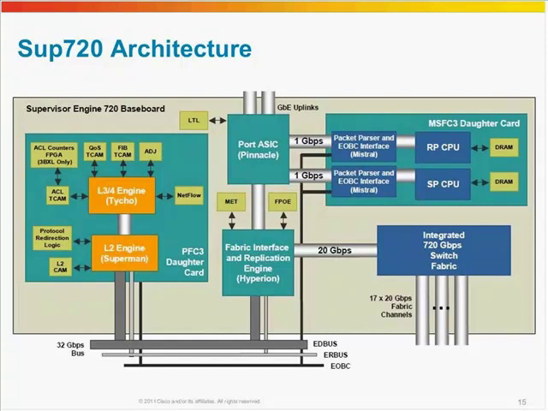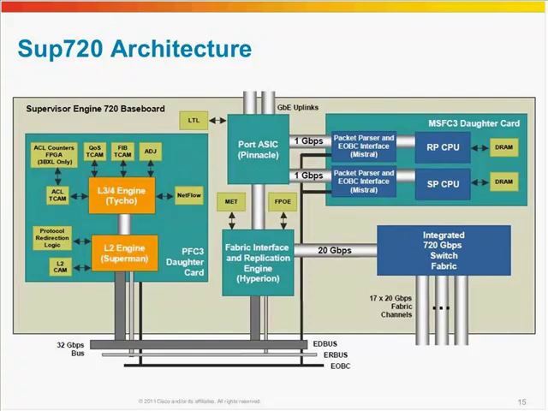What happens is when my RP CPU and SP CPU are done building the control plane protocols, the entire information will be downloaded onto this L2 or L3 engine. Now, when a packet comes inside the switch, first the packet will be processed by this PFC engine here. Inside this PFC engine, I have the QoS TCAM and the FIB TCAM. Basically, inside this PFC I have dedicated ASICs, each doing a particular functionality. So obviously the switching is much faster compared to switching by the CPUs.